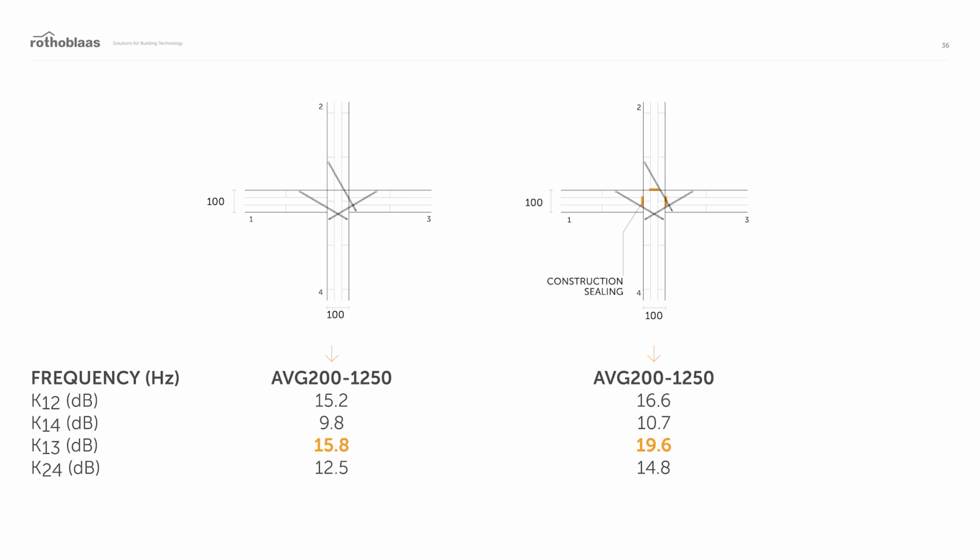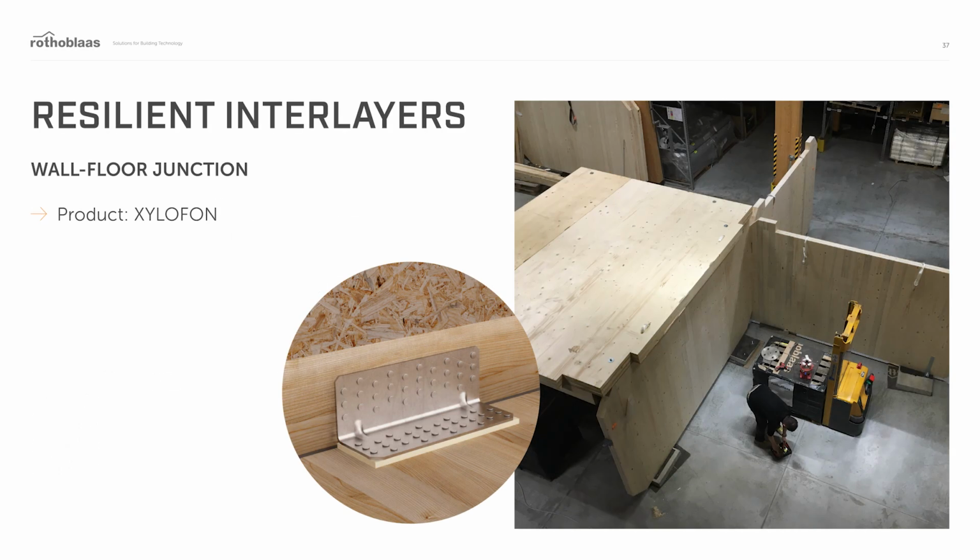Let's take the path from points 1 to 3 as an example. On the right, the Kij, the vibrations reduction index, is about 4 decibels higher than in the configuration without construction sealing on the left. The next comparison concerns the benefit of the resilient interlayers xylophone, used to reduce the sound vibrations between structural elements. We measured the experimental Kij in order that we could compare them with the ones given by EN ISO 12354.